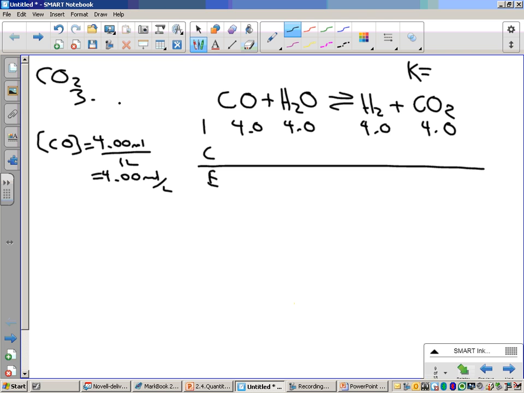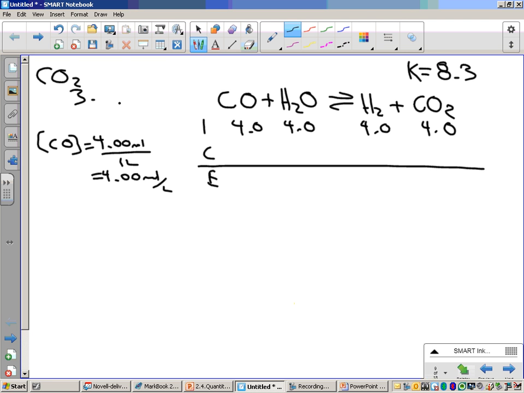What is the K value on that? 8.3. That doesn't really help us very much, because remember, if K is big, there should be a lot of products, and if K is small, there should be very little product. This is kind of close to 1, which means it should be balanced. And you'll notice it's almost balanced right now.